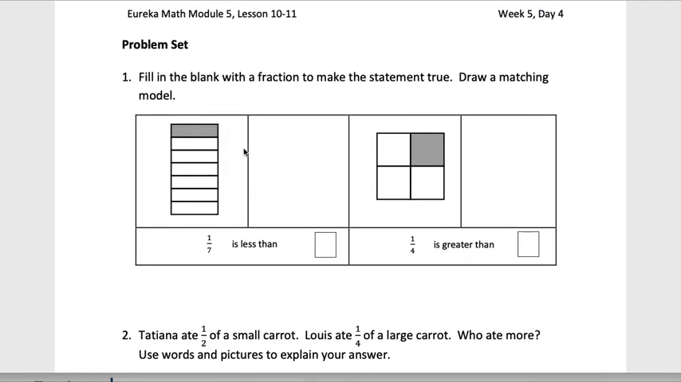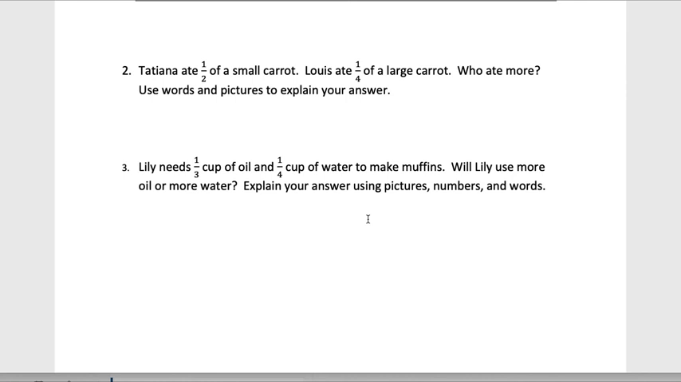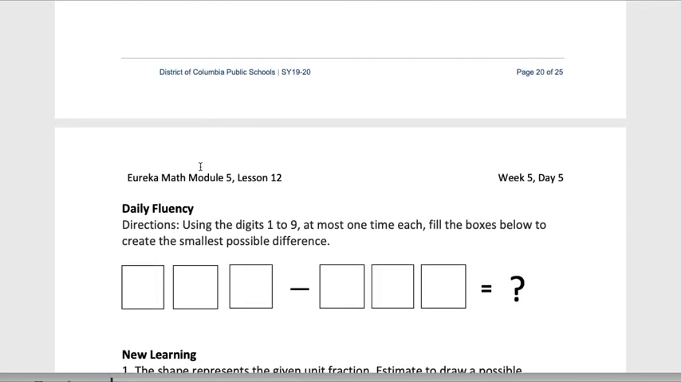You will continue comparing and making these statements true. So this is 1/7. 1/7 is less than, is smaller than what? Draw the same figure and then figure out what it is smaller than. Now, number 2 and number 3 on this page are just comparing fractions, and you are going to draw pictures to explain your answers. So for number 2 and 3, read them carefully. And they're going to ask who ate more or who used more. Make sure you really pay attention.